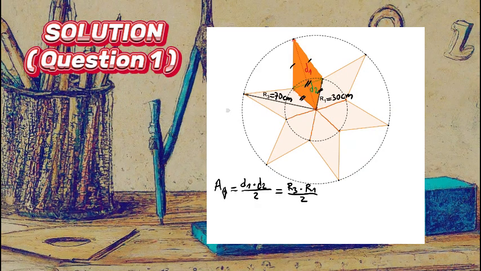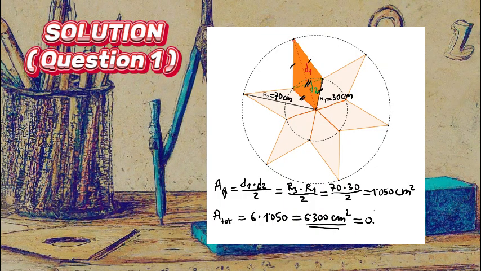Since R1 is 30 centimeters and R3 is 70 centimeters, we get 70 times 30 divided by 2 equals 1050 square centimeters. And because the star has 6 identical branches, the total area is equal to 6 times 1050, which gives 6300 square centimeters, or 0.63 square meters.